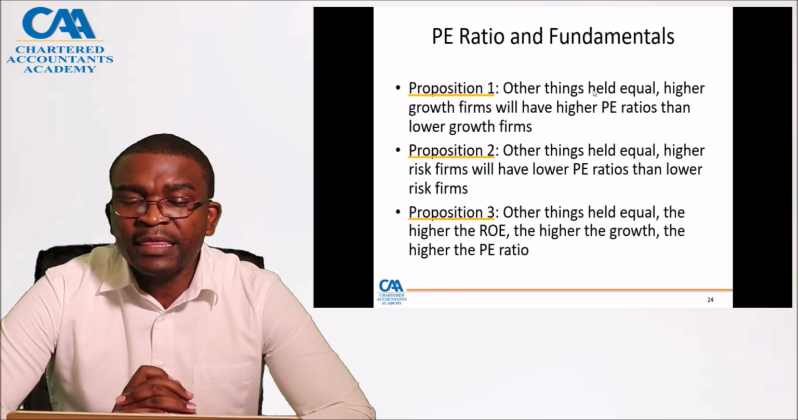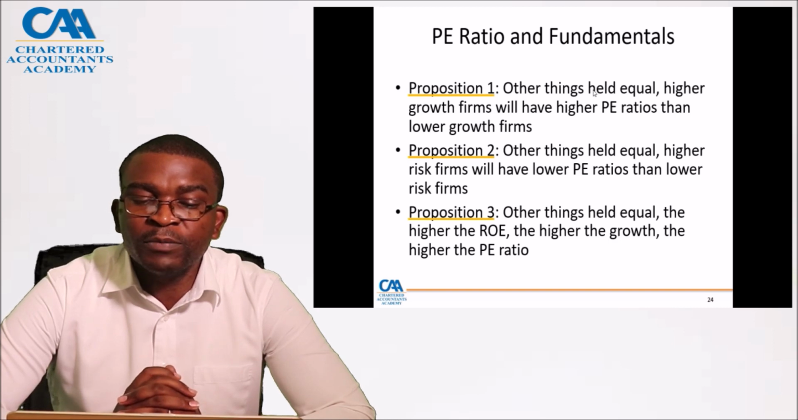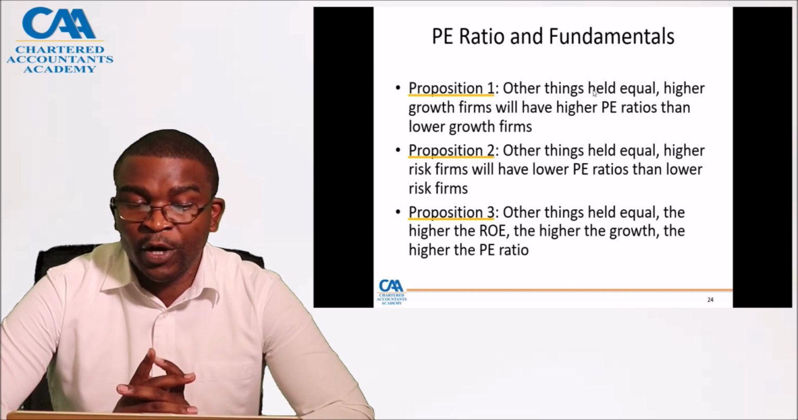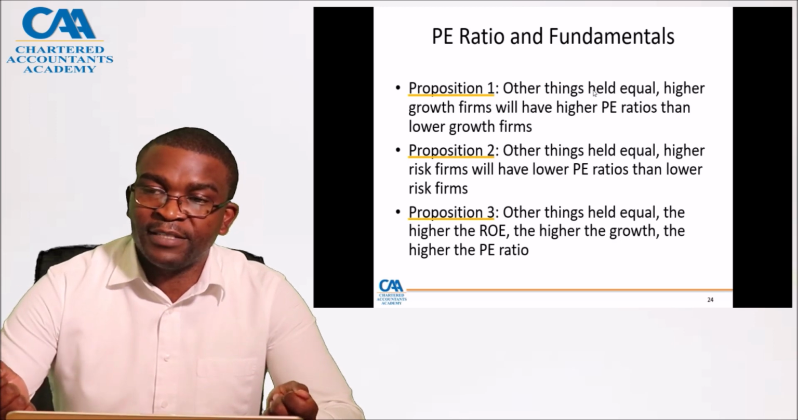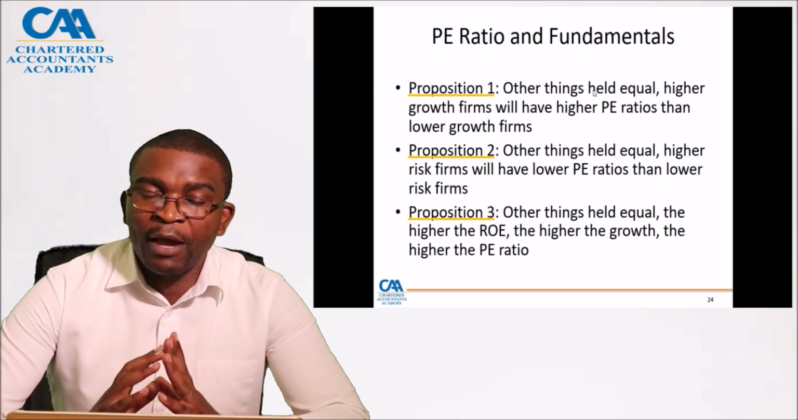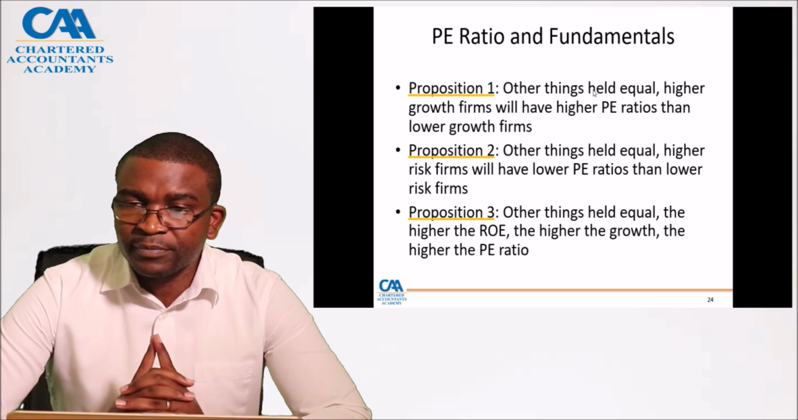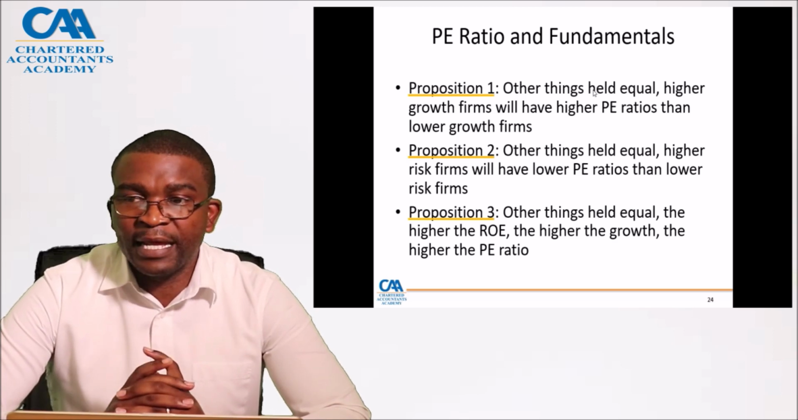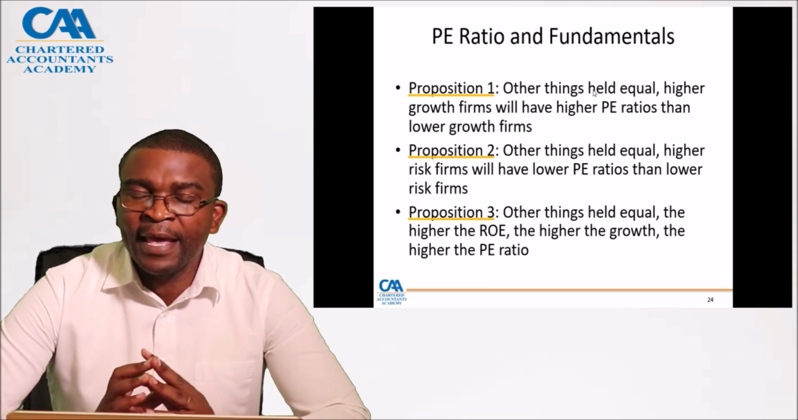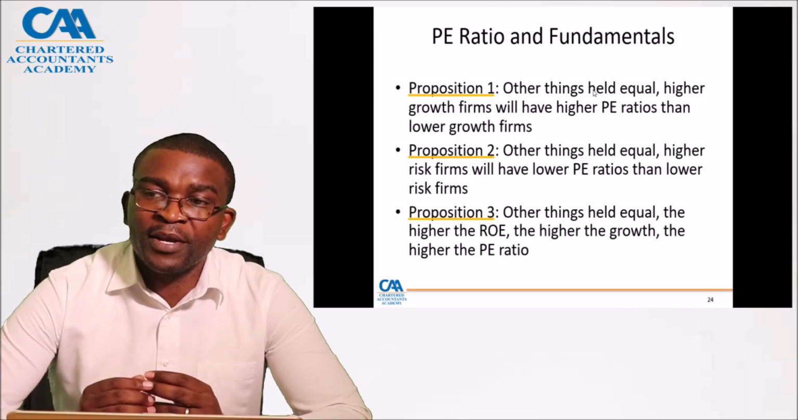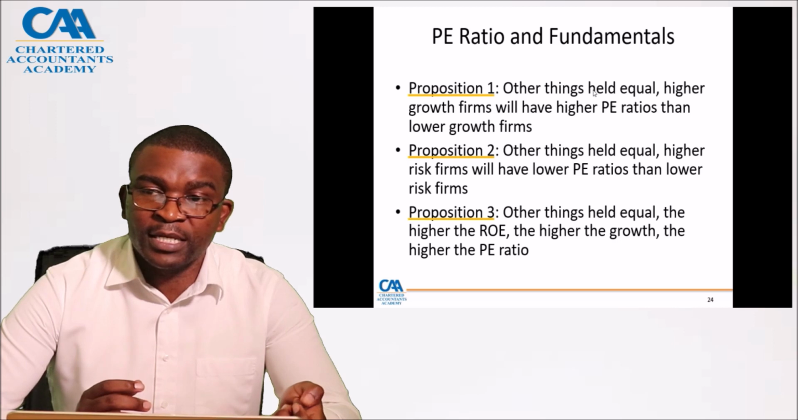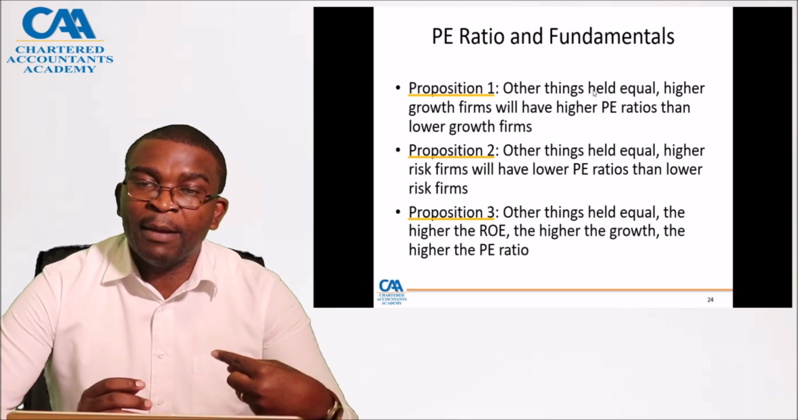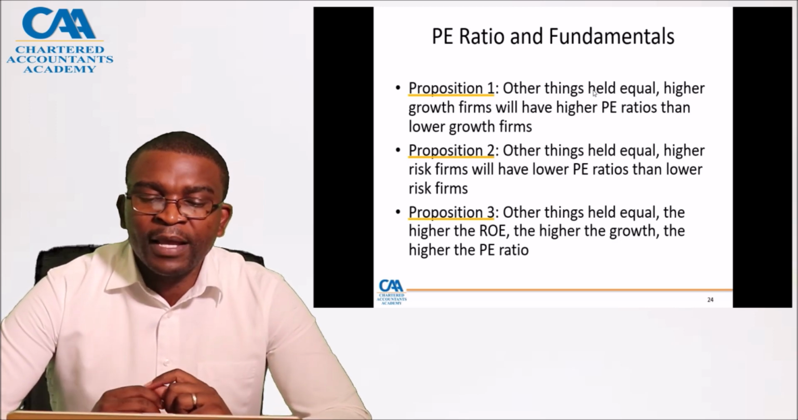Proposition 1. Other things being held equal, higher growth firms will have a higher PE ratio than lower growth firms. So if I'm looking at my company and the proxy company that I've chosen, say for example, I want to value XYZ Hotels and I've used African Sun as a proxy. If African Sun has got a PE ratio of 15 and I'm saying my company is growing at a rapid rate, so the adjustment is going to be, I'm going to add on that PE.